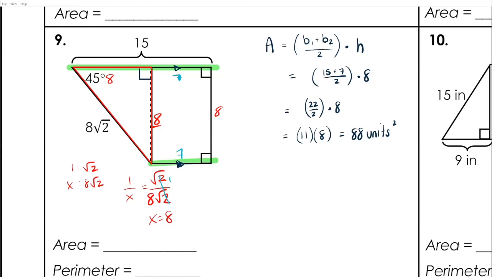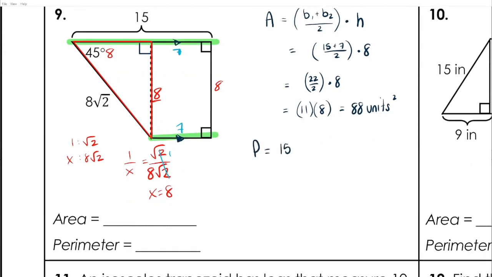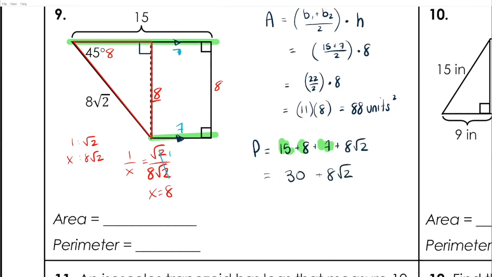And then perimeter, we're just going to add up the outsides. So perimeter is 15 plus 8 plus 7 plus 8 root 2. So I went 15 to 8 to 7 to 8 root 2. Combine like terms. 15 and 8 is 23. 23 plus 7 is 30. That is as far as we can go. We cannot put 30 with root 2 because they are not like terms.